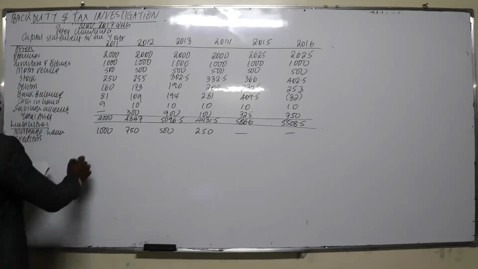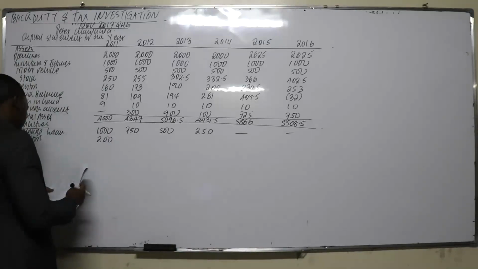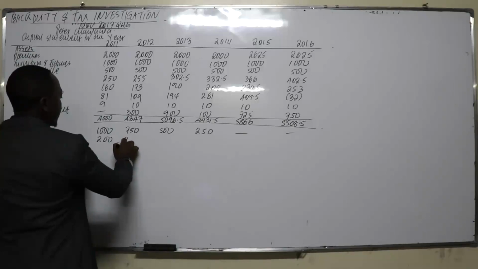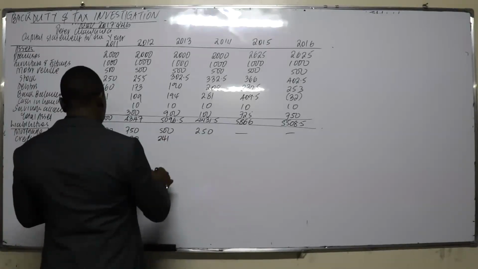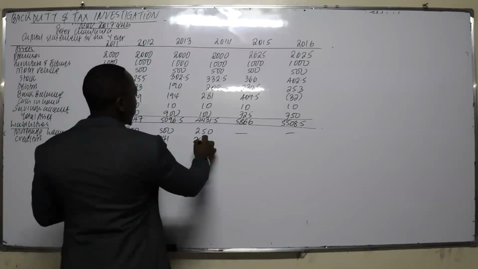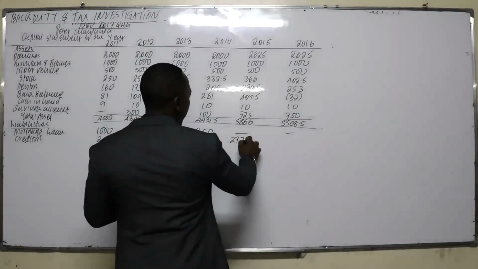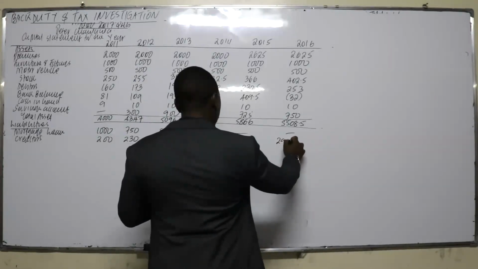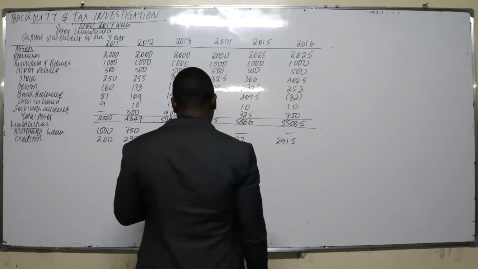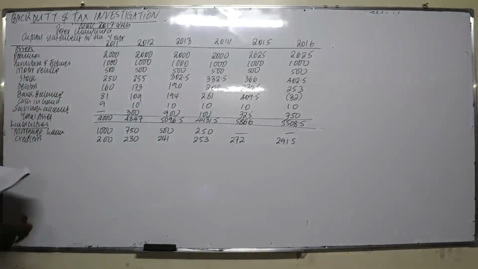Creditors, we had an amount of 200. Then note number 3, we have the other creditors: 230, 241, 253, 272, and 291.5. Good. And then did we have any other liability? I don't think we had any other liability. So now give me the total liabilities.